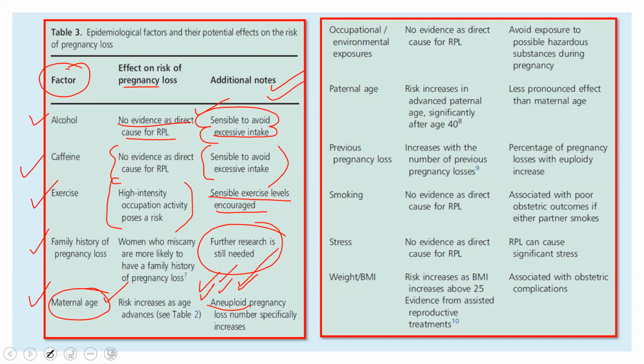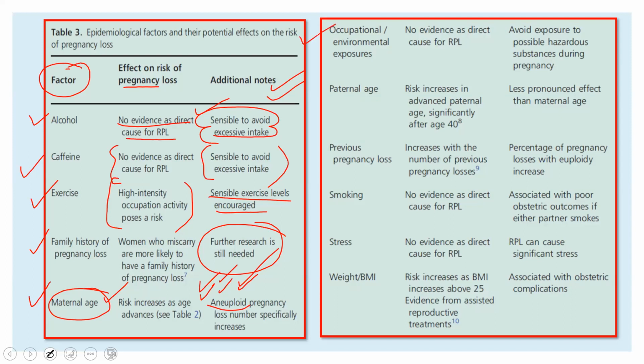And what are the aneuploidies we do see? Any example, anyone? Aneuploidy. Down syndrome, isn't it? Edwards syndrome, Patau syndrome, okay? Or it can be the loss of a sex chromosome, Turner syndrome as well. All right. So aneuploidy can occur with advancing maternal age, which can lead to recurrent pregnancy loss as well.